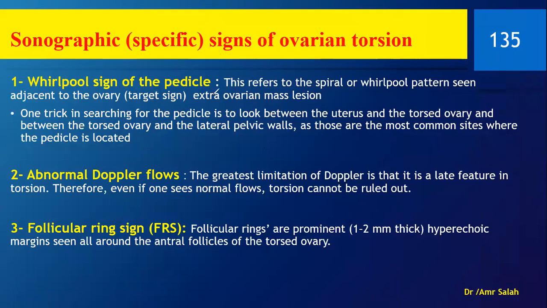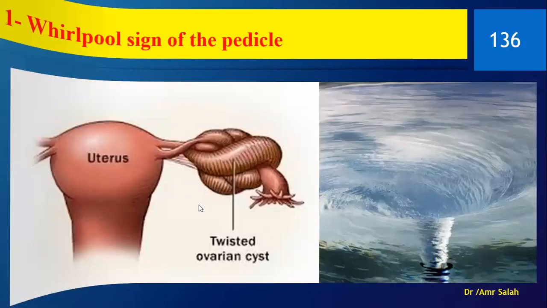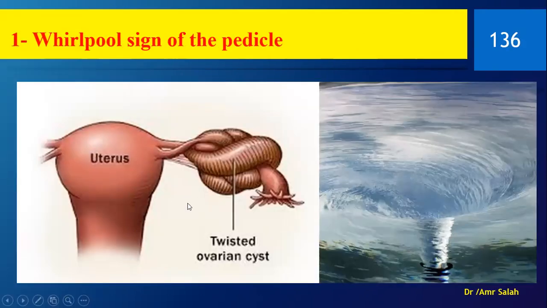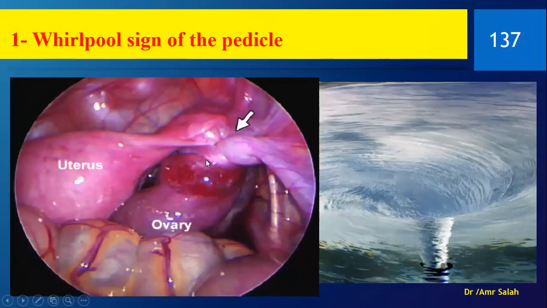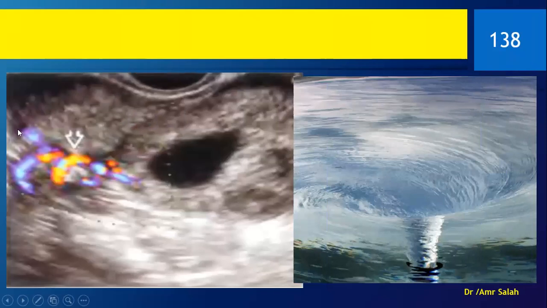The whirlpool sign, we said that if it's spherical, it turns around itself. Can you see it by the ultrasound? You'll see in a few seconds. And the abnormal Doppler flow and the follicular ring sign. Let's say them one by one. If we see one of these, we will be dead sure. Now, this is the pedicle of the ovary, and it turned around itself, using this whirlpool sign, twisted. This is by the pathology, real pathology, and this is by the ultrasound.